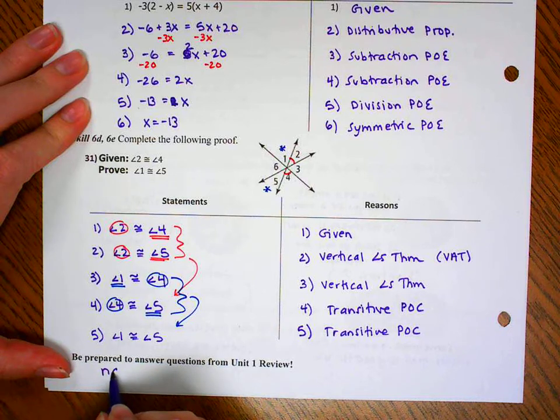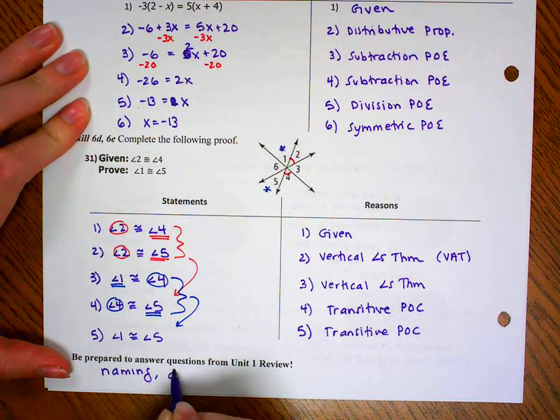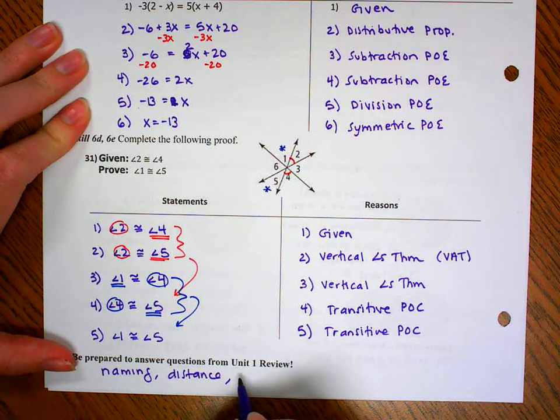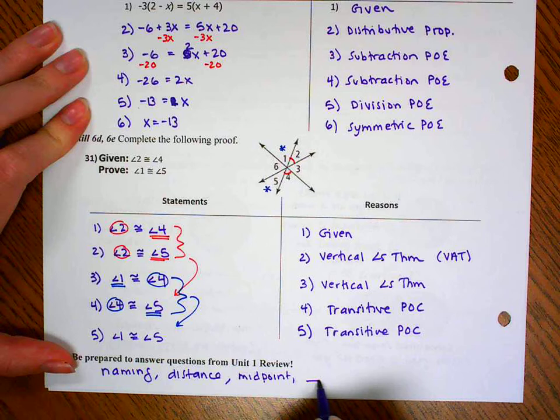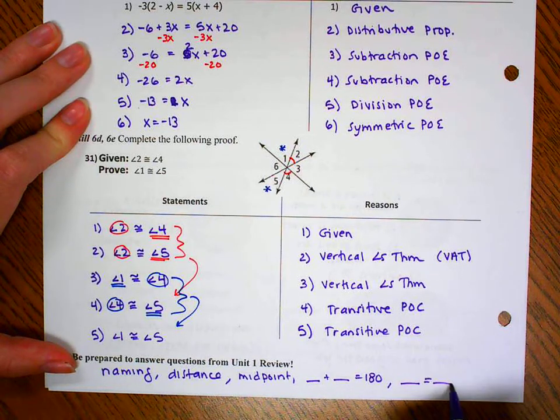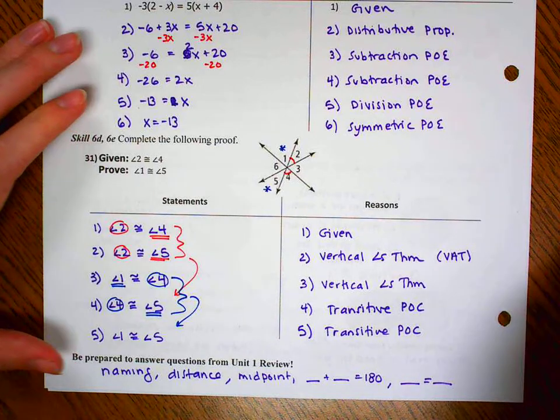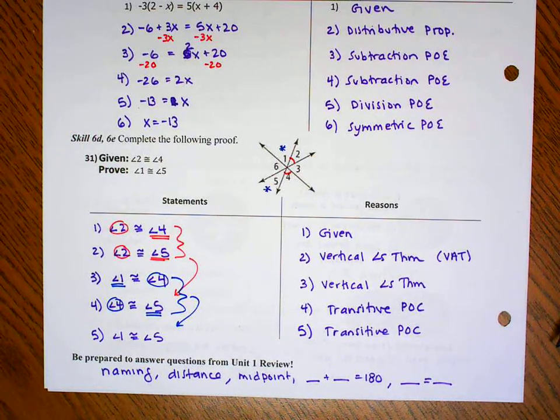You might need to be able to name things. You might need to do distance. You might have to do midpoint. And you might also have to do things where two supplementary angles add up to 180 or a linear pair. You might have to figure out where the things are equal. So go back and take a look at those. And I hope this was helpful.